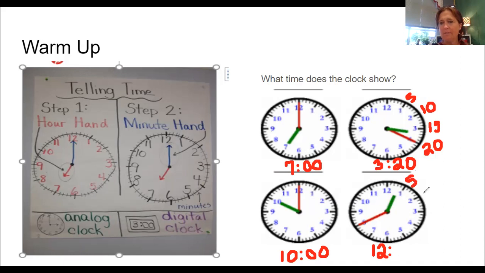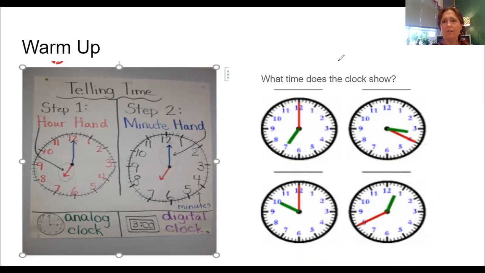So it's 5, 10, 15, 20, 25, 30, 35, 40. So it is 12:40. So if you got those, you got them all correct. Let's go on to the next slide.